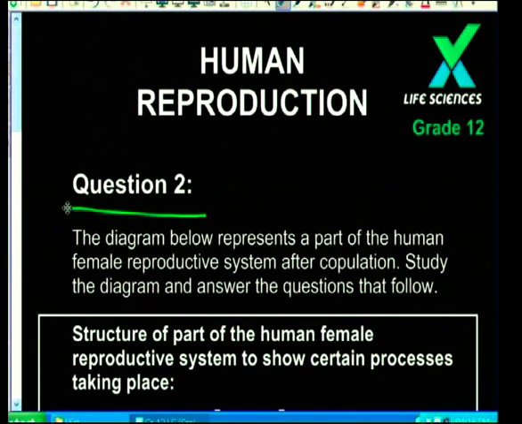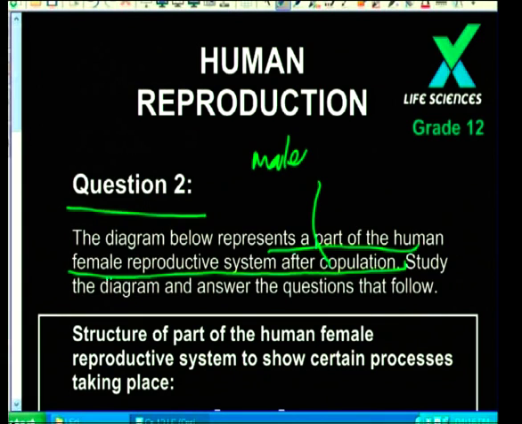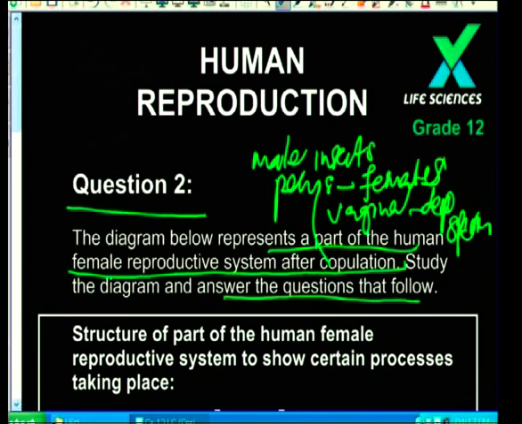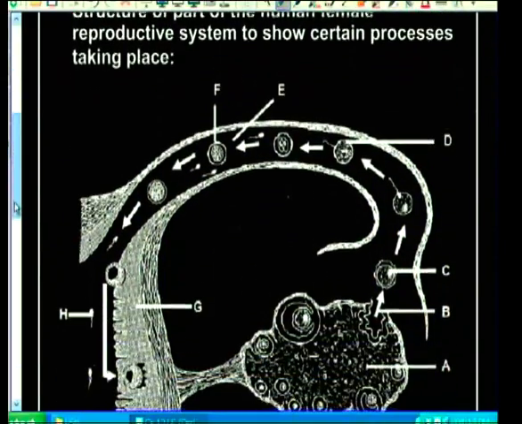The diagram below represents a part of the human female reproductive system after copulation. By the way, copulation is the process whereby the male inserts the penis into the female's vagina to deposit sperm. Study the diagram and answer the questions that follow, just so that you know the terminology as we go along.